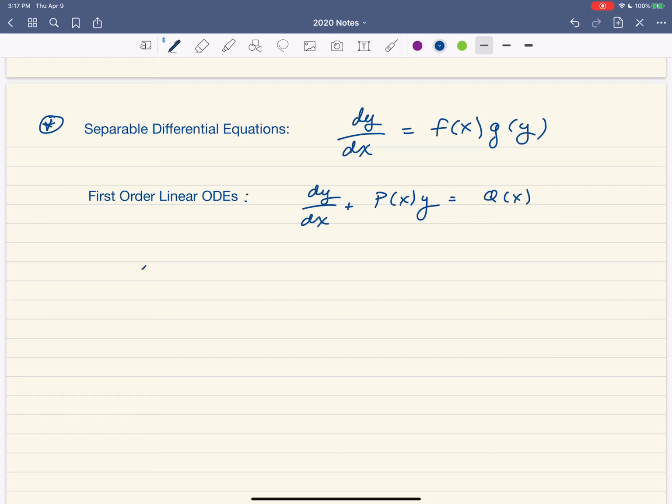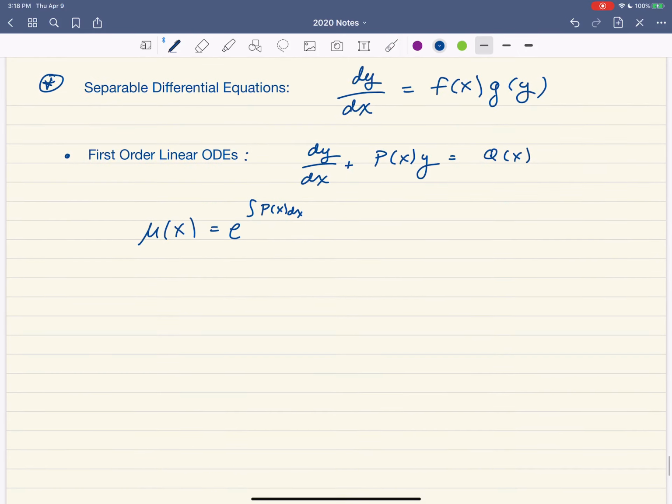So the trick is to multiply by your integrating factor mu of x, which was e to the integral of p of x dx, where p was the coefficient of y in our differential equation. So this was our p. If you multiply both sides by mu, that turns the left side into the derivative of a product, and then you can integrate both sides, and you're good to go from there. So that's our second type that we did, first order linear.